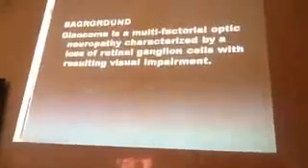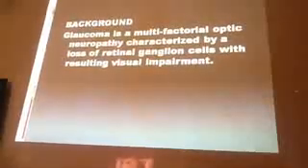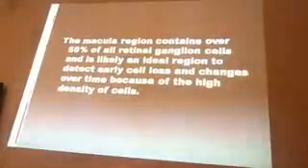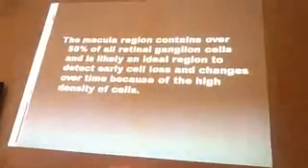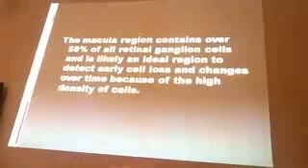Glaucoma is a multifactorial optic neuropathy characterized by a loss of retinal ganglion cells with resulting visual impairment. The macular region contains over 50% of all retinal ganglion cells and is likely an ideal region to detect early cell loss and changes over time because of the high density of cells.